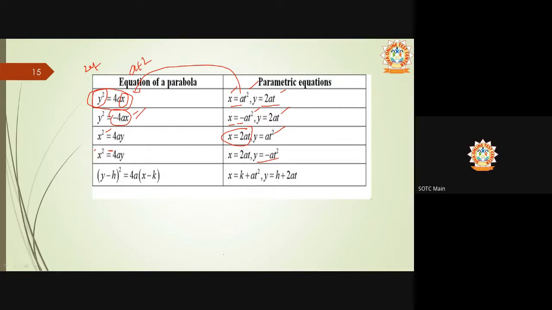So what I can say, let us suppose x is equal to something and y is equal to something. These are the parametric equations of the parabola. Then what is the standard equation of a parabola?